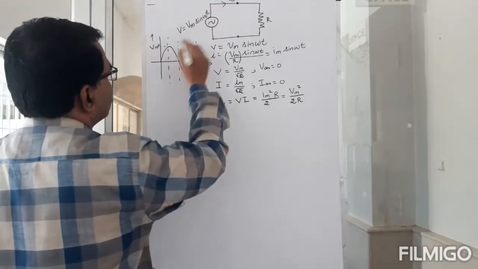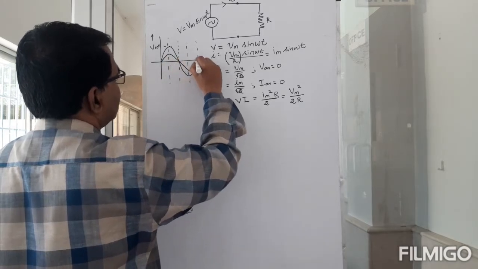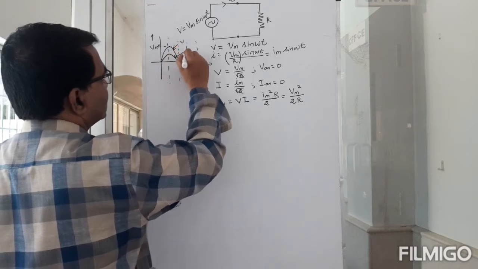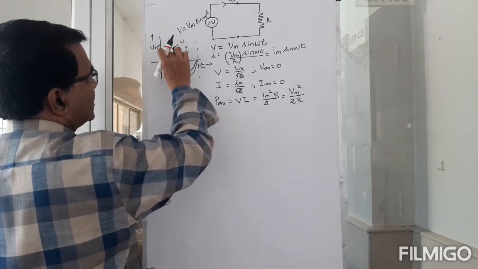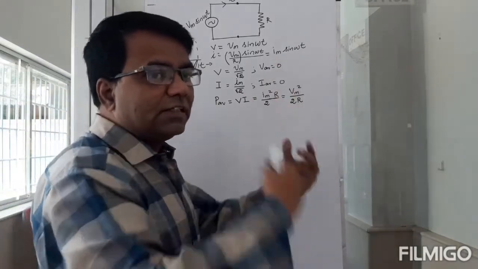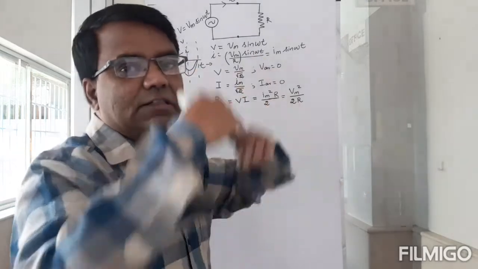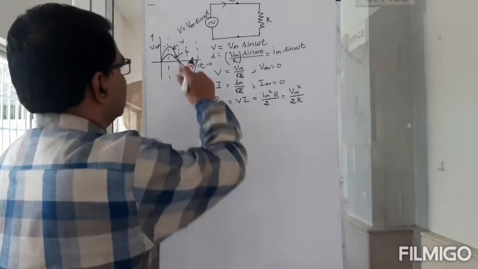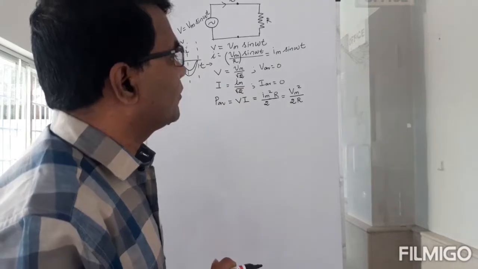So the current graph will be the same. As voltage is 0, current is 0. This is voltage, and this is current. As voltage is 0, current is also 0. As voltage is maximum, current is also maximum. When the voltage is minimum, current is also minimum, meaning that the current is flowing in the opposite direction. It is maximum in the opposite direction. That is why we call it alternating current, when the direction changes. So you get this graph. This is fine. This is for resistance.